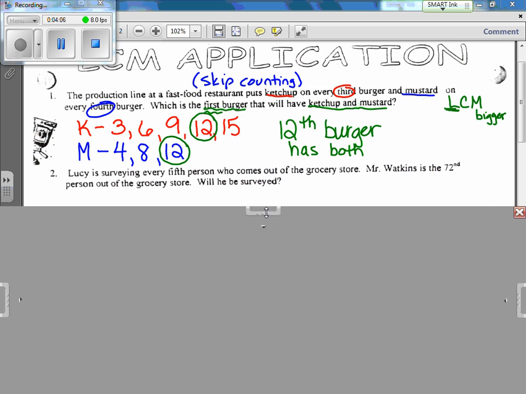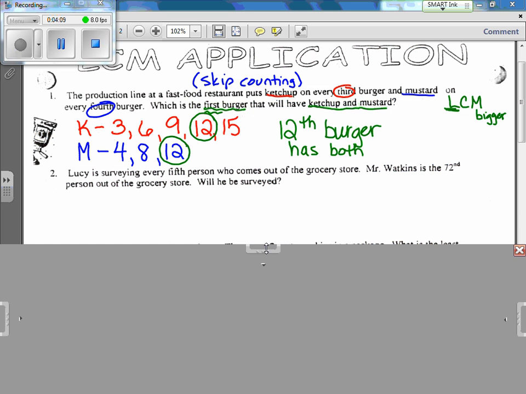Okay, so let's try another one, because LCM is not always going to be the first something that has in common. Number 2 says Lucy is surveying every 5th person who comes out of the grocery store. Mr. Watkins is the 72nd person out of the grocery store. Will he be surveyed? With this one we talked about in class, we really don't even need any work here. But yes or no is not going to work. We need to tell why. So let's look at the number 72. If they are going to survey every 5th person, that means you're skip counting by 5s. That's 5, 10, 15, and so forth.